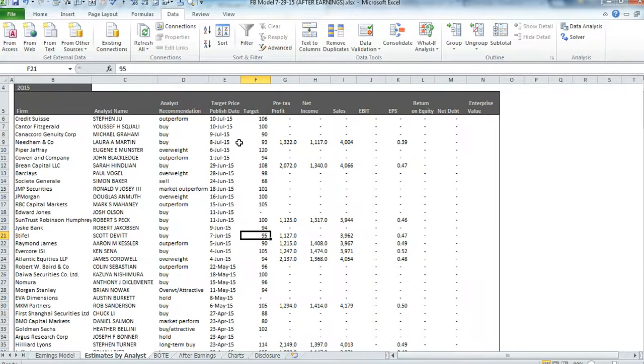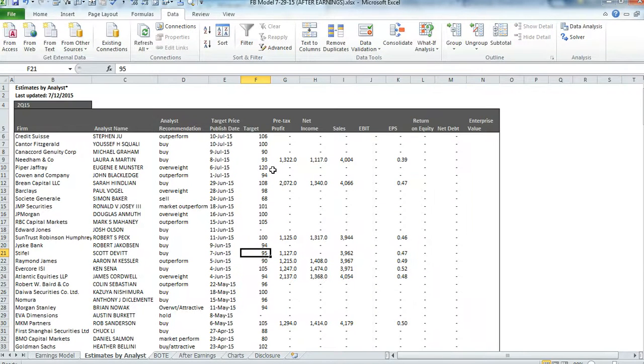And one other thing to think about is if you go to this tab that shows the estimates by analysts, so this is the consensus estimates and really the price targets for each individual analyst. And you can see there are a number of analysts on here that have buy ratings with share prices that are either at or below the current price.